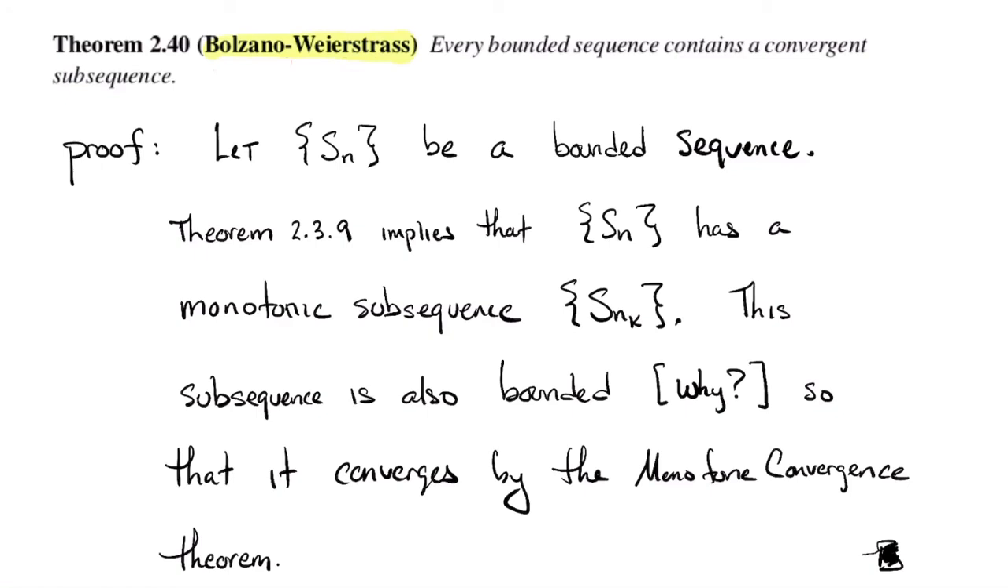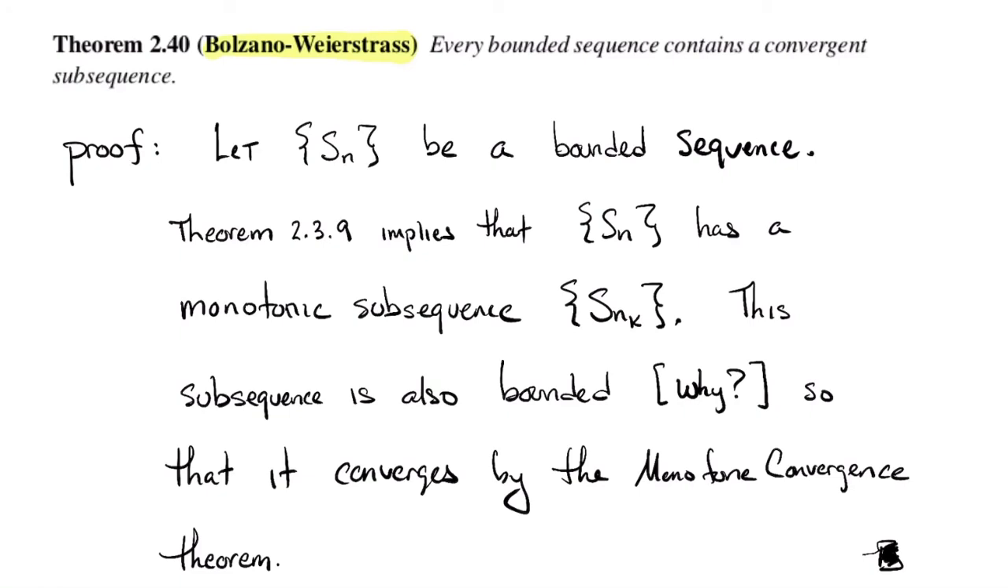So what does the Bolzano-Weierstrass theorem say? It says that every bounded sequence contains a convergent subsequence. This will be an important tool for us as we move through some of the later material in the course. The proof of it is pretty short, because most of the work was done in the previous theorem, where we showed that every sequence has a monotonic subsequence. We're just going to couple this with the monotone convergence theorem. So let's check it out.